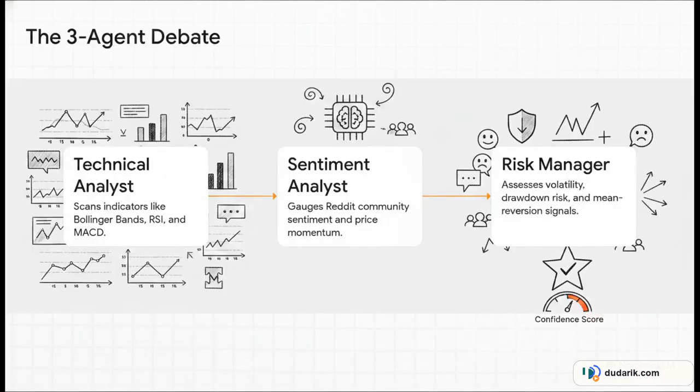Now this is the really cool part. It's not just one AI brain spitting out an answer. Instead, it's a debate between 3 different AI agents. So think of it like this. Your technical analyst is the chart guru, looking at stuff like RSI and MACD. Then your sentiment analyst is scrolling through Reddit, trying to get the general vibe of the community. And finally, the risk manager, who's the sensible one, is looking at all the potential downsides. They all argue it out and then come up with a single recommendation, complete with a confidence score.